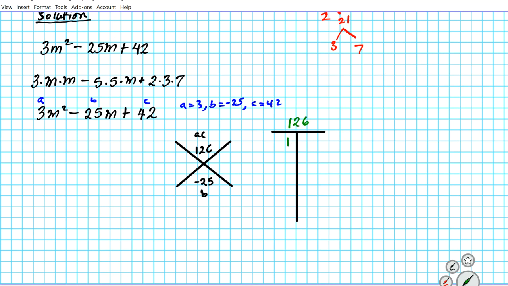1 goes into 126 times. Now there's 2 going to 126, yeah, because it's even. So 2 goes into 12 6 times. 2 goes into 6 3 times. Does 3 go into 126? Well, it certainly does. How do we know?